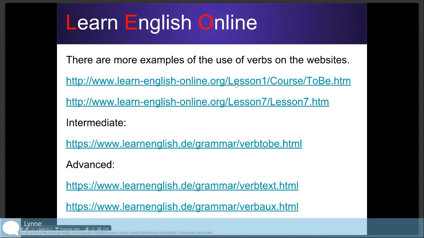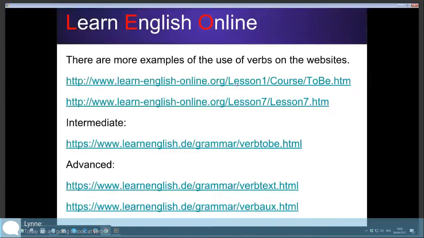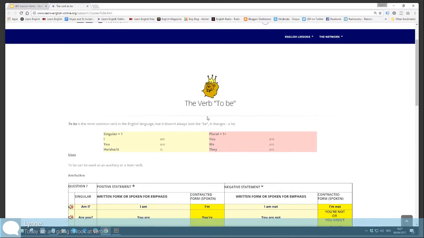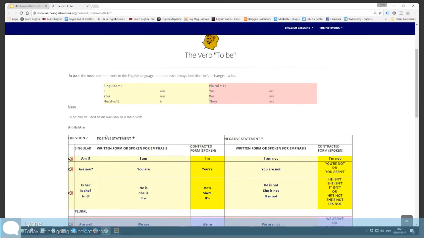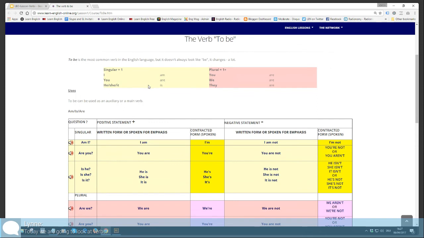Okay? So, here it is in its simple form, and it gives you some more information, questions, and negative statements. Okay? This is the verb you need to learn. You really need to learn it. Okay? Singular and plural.